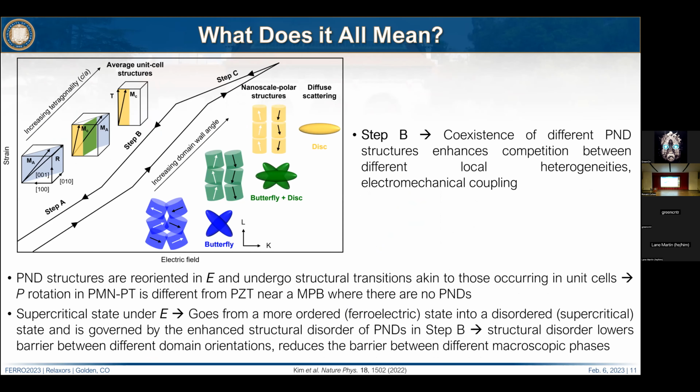So what does this all mean? Well, we can now take the kind of classic picture of strain versus electric field. We can take the classic unit cell picture and the classic domain pictures and really kind of put these things on top of each other, right? And start to understand what's going on inside of these materials.